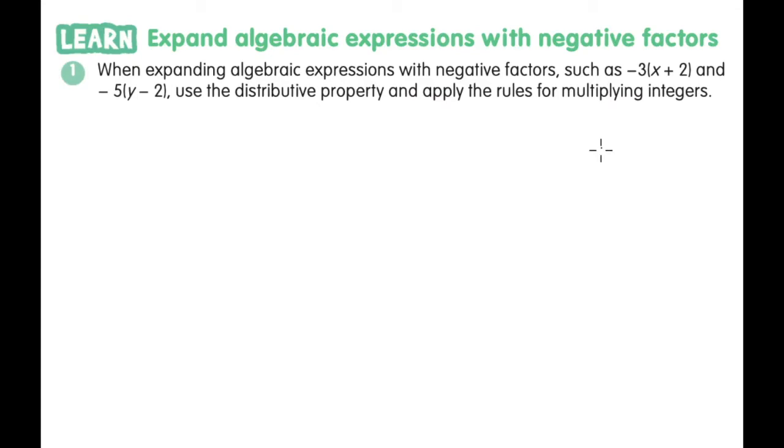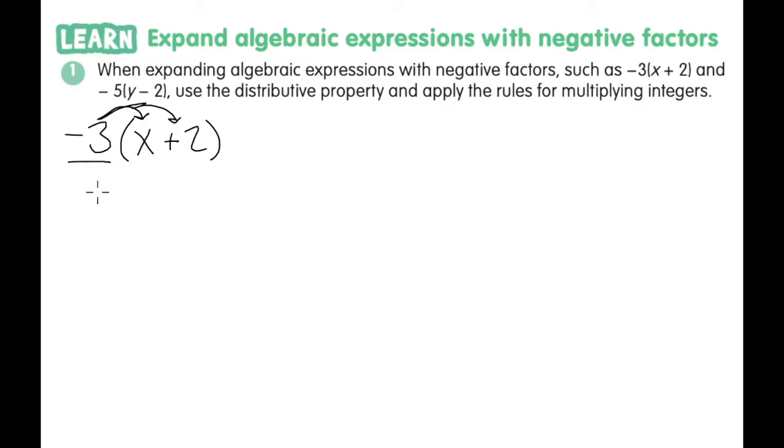For today's lesson, we'll be looking at expanding algebraic expressions with negative factors. Our first example here is a negative 3 times the sum of x and 2. So we're going to take our outside factor, and this time it is a negative 3. And again, we multiply that by all parts inside.